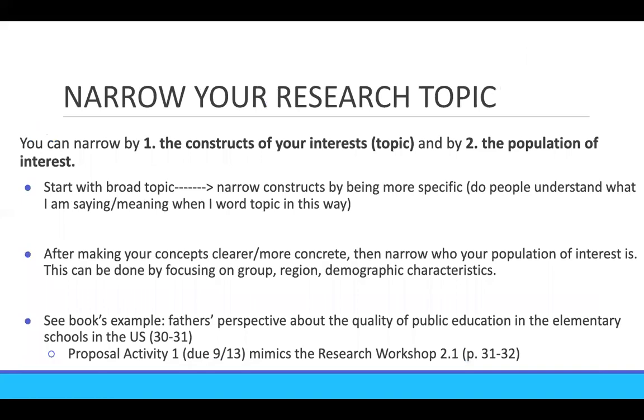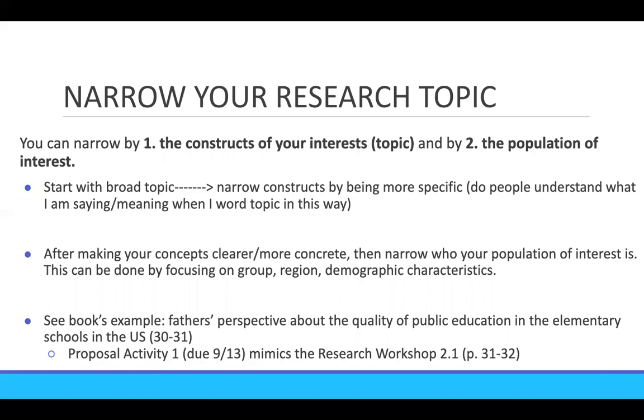So, once you have a broad sense of what you're interested in and passionate about, you then need to narrow your research topic. Your book discusses that you narrow your topic both by narrowing the constructs of your interests and then your population of interest. So you start off with a broad topic and then you narrow it so it's more specific. One way you can think about narrowing it is being really clear. Do people understand what I'm saying and meaning when I word this topic in this way?